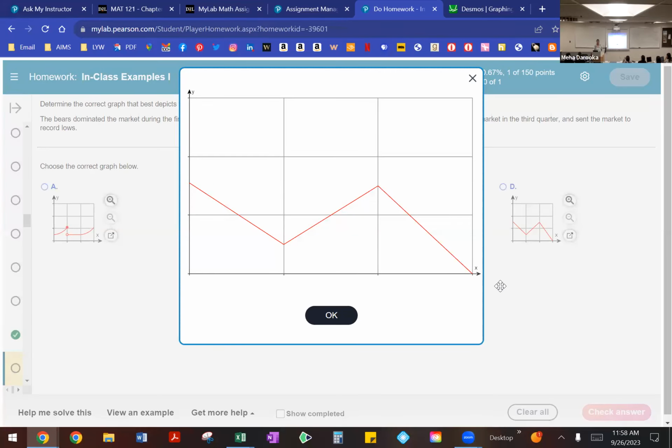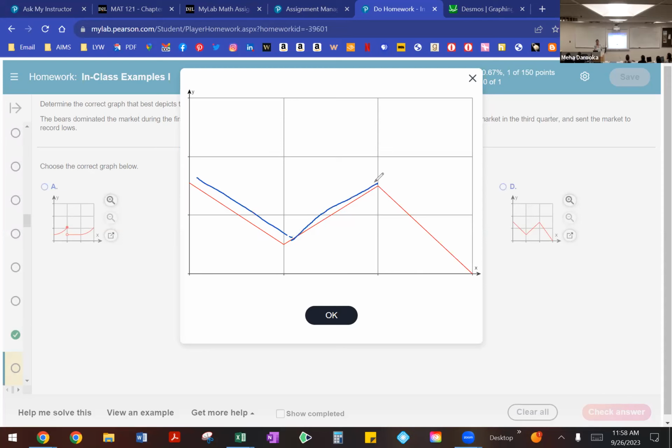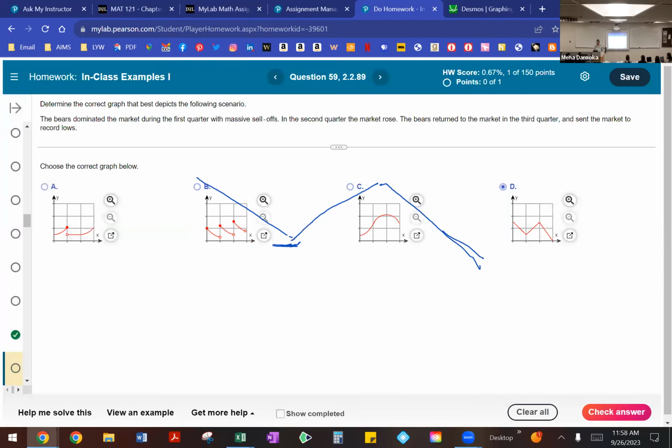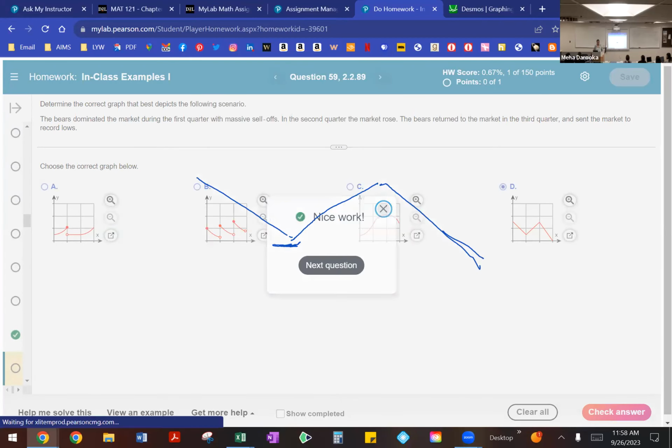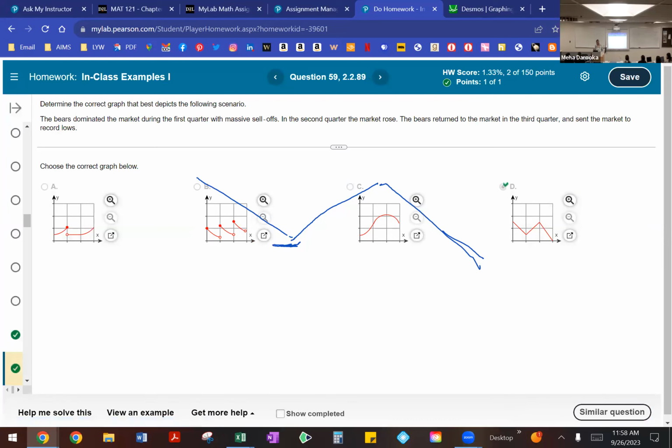So yeah, you can see we definitely have sell-offs because we're obviously going down in that. Then they talk about the market rising, it did. And we're talking about record lows, which means it's got to fall lower than this lowest point that you had. So this goes down even lower. So yeah, I think B looks like a good option. So this was based on increasing, decreasing, staying constant, but obviously they used a little bit of a different approach on how to apply that.